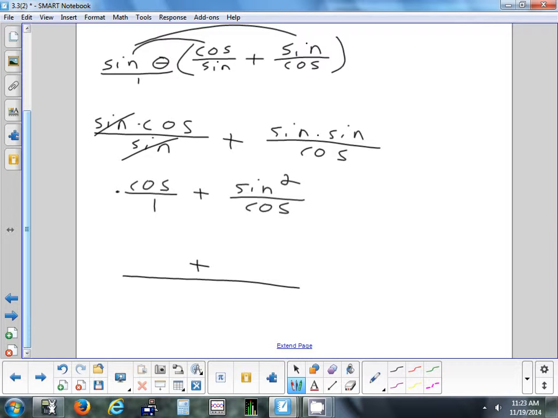Common denominator here is going to be cosine. That means the fraction on the right is fine. It already has a denominator of cosine. It's not going to change. The one on the left doesn't. It has a denominator of 1. How would you make it have a denominator of cosine? You'd have to multiply top and bottom by the same thing. In this case, cosine. Cosine times 1. There's your denominator of cosine. What's cosine times cosine? Cosine squared.